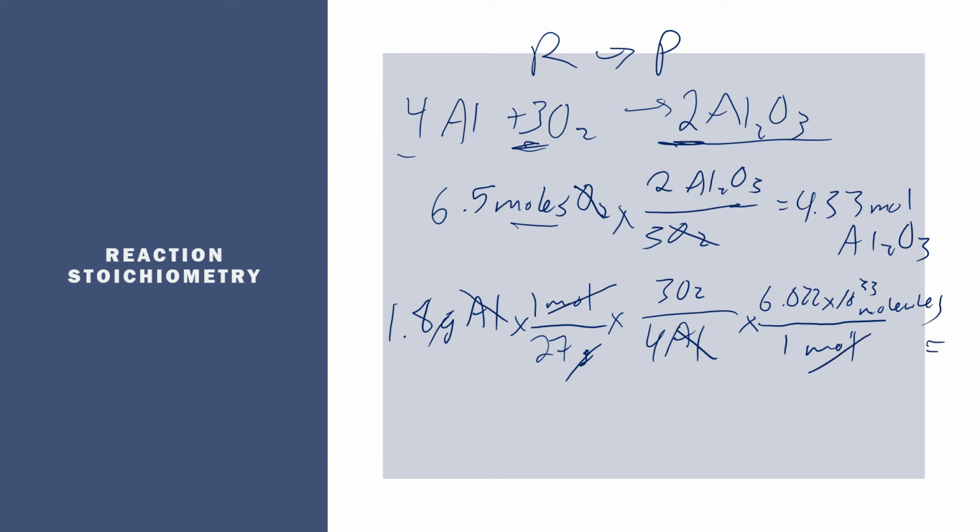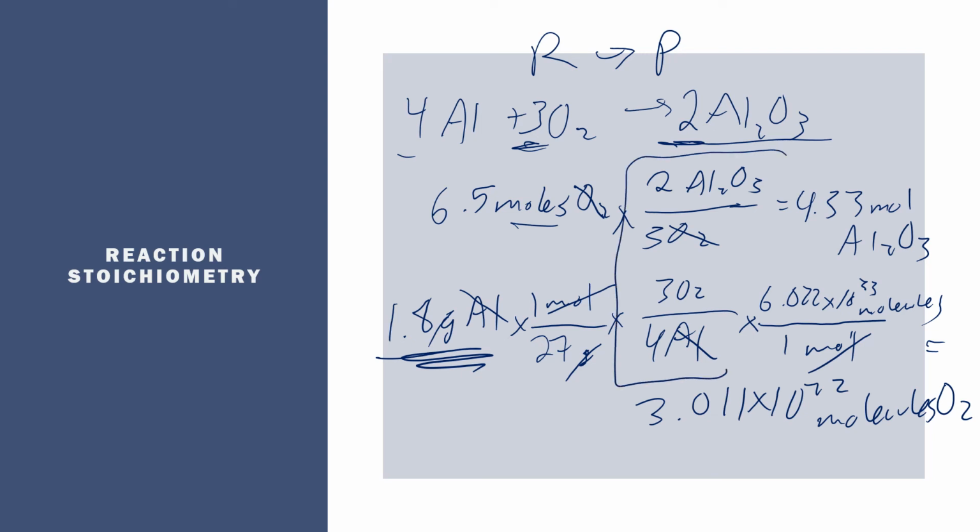And so to solve for this, you would do 1.8 divided by 27 times 3 divided by 4 times 6.022 times 10 to the 23rd. And you get 3.011 times 10 to the 22nd molecules of oxygen that it would take to completely react with those 1.8 grams of aluminum. So really we're just adding on the coefficient piece, or what we call the mole ratio, onto section 1, which was mole conversions.